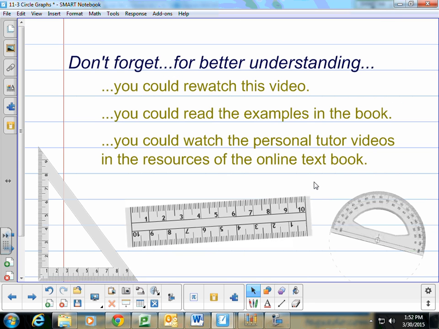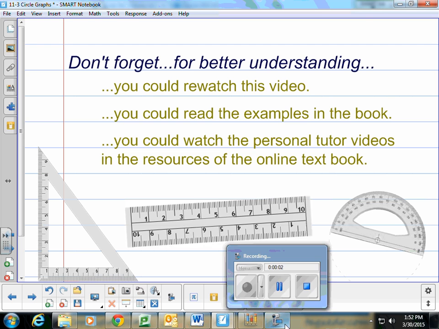So again, it's really important that you know how to interpret it. We'll go a little bit more over how to create it with a protractor, but being able to describe what you're seeing is very important. So rewatch, take some good notes, use personal tutors, whatever is going to be best for your learning.